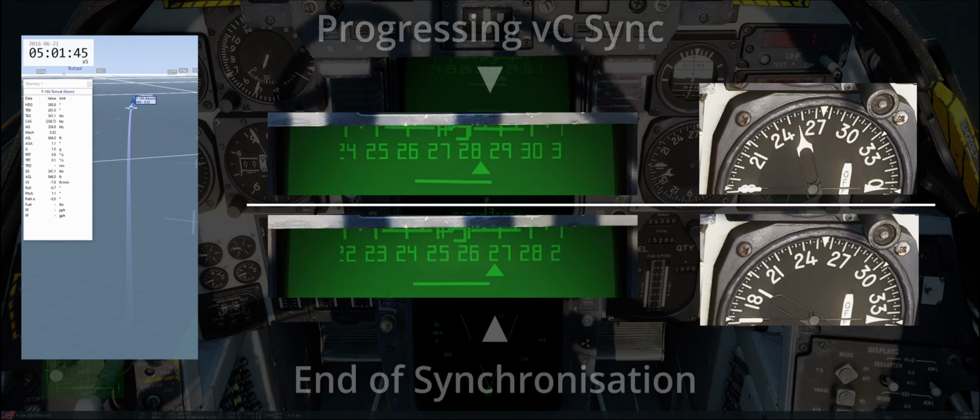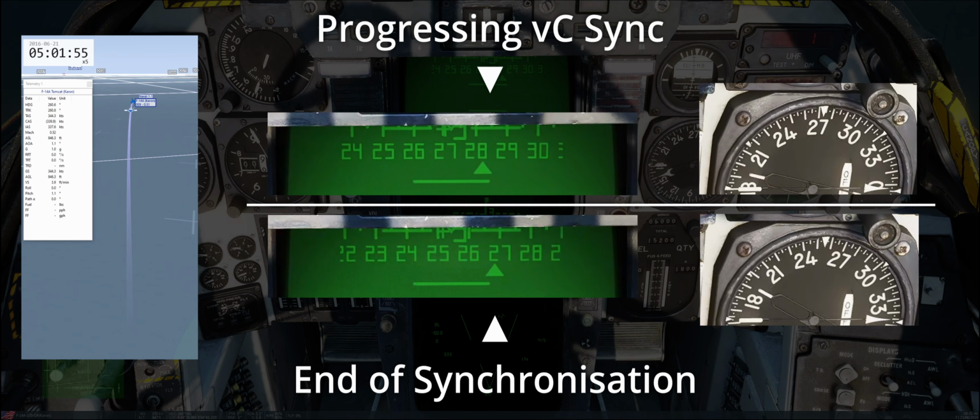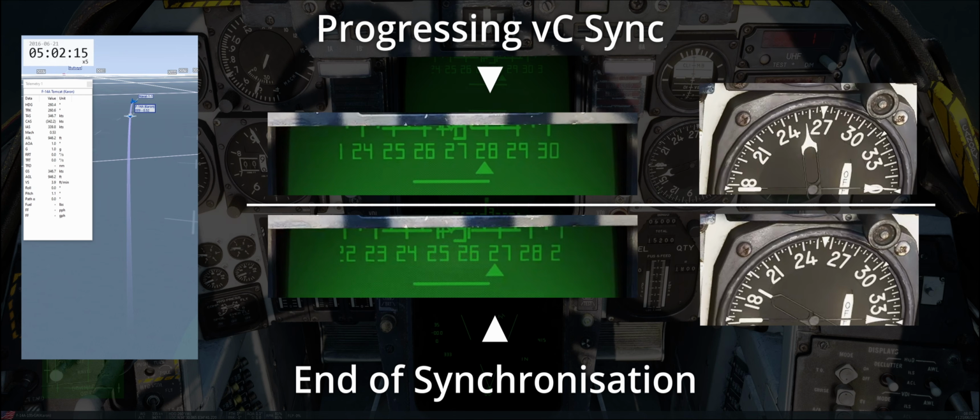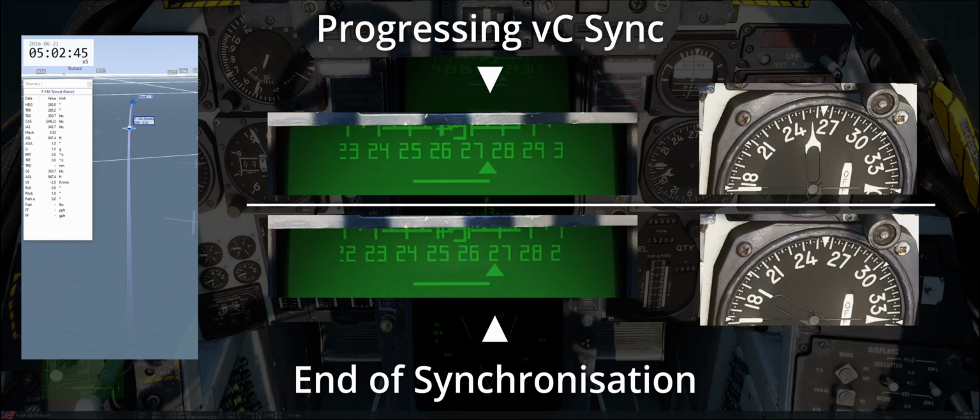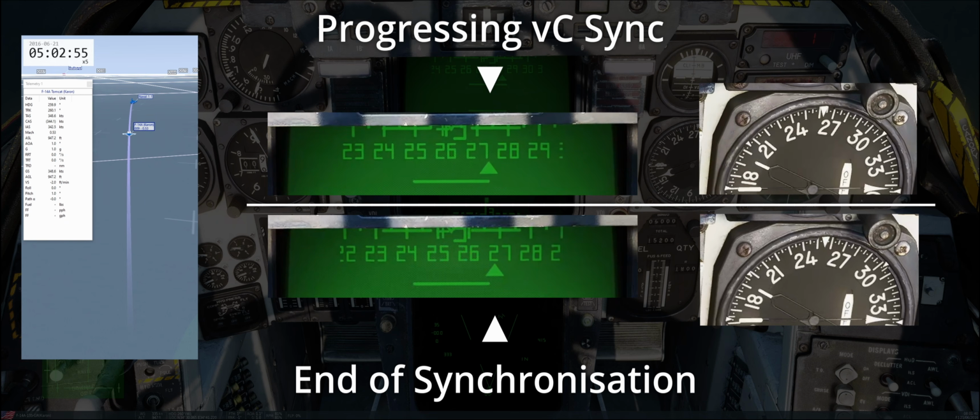What you're watching now are the VDI and the BDHI as they sync in the top half of the screen, along with pictures of the same devices once they are synchronized in the bottom half of the screen. On the left, the TAC view track of this test. The action is displayed 5 times faster.